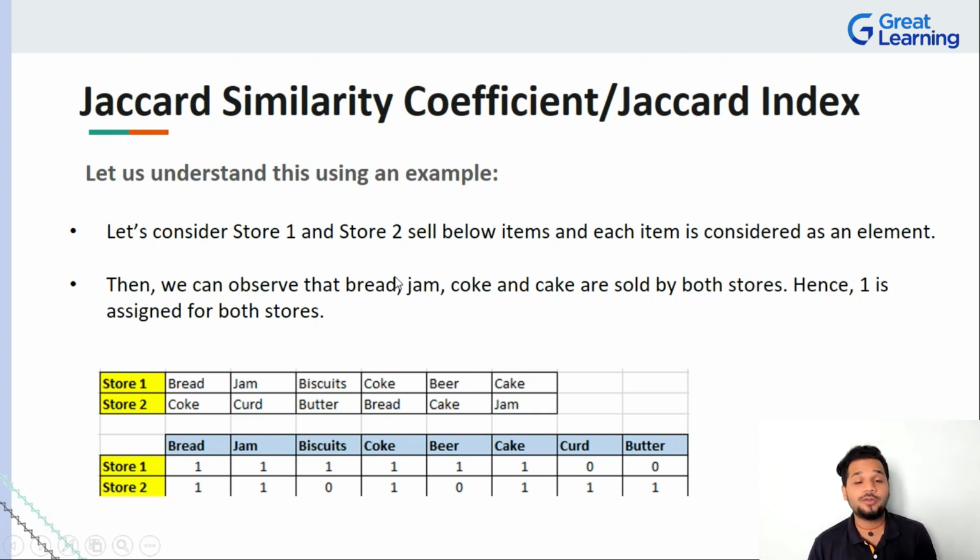Bread, jam, Coke. What do we do in agglomerative? We give them their own cluster, right? If that store has sold that item, we give it a 1, else no. Take a look at this, for example. Store number 1 sells biscuits, correct? Yes. So store number 1 gets a 1 under biscuits. But does store number 2 sell biscuits? Not really, right? So it gets a 0.